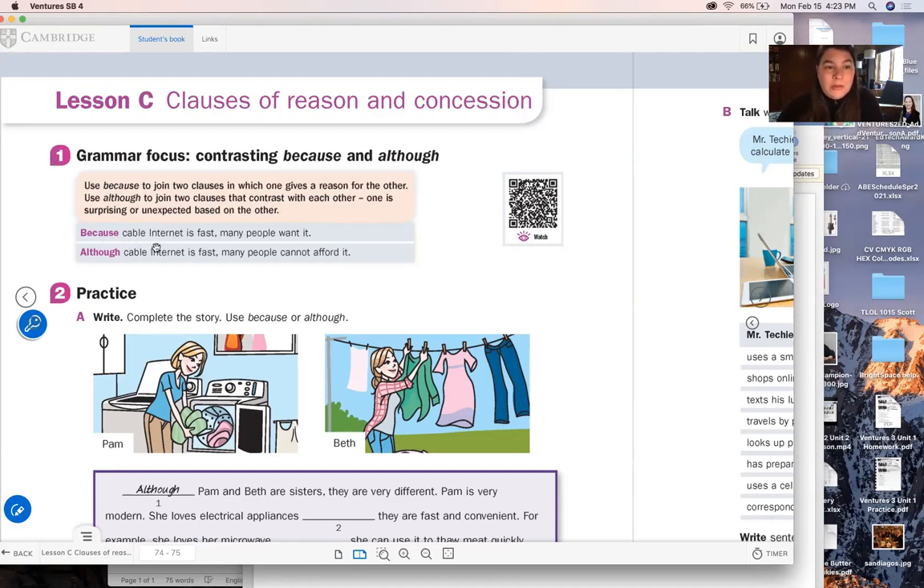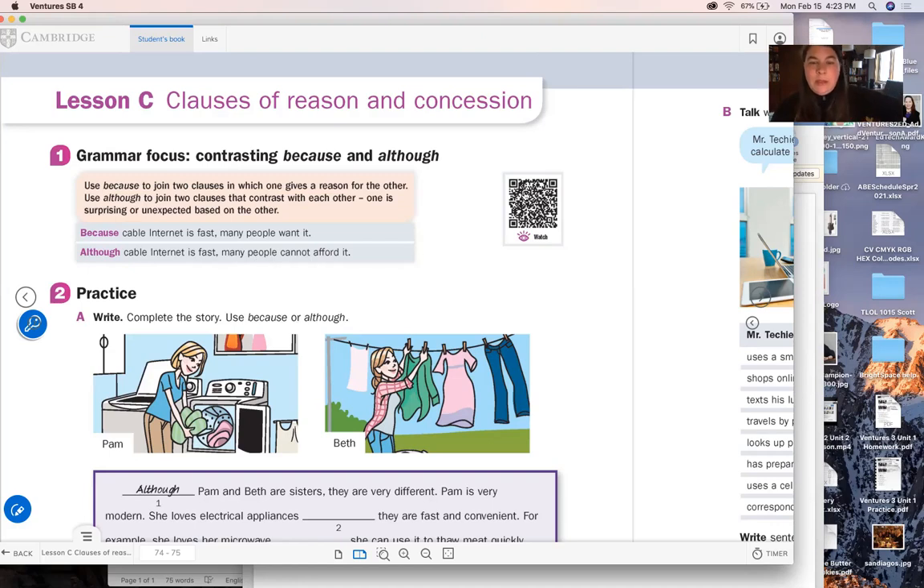Because cable internet is fast, it's positive, right? Many people want it. Why do people want it? Because it is fast. Although is going to show a change. Although cable internet is fast, many people cannot afford it. So here we have a positive statement. Although internet is fast, many people cannot afford it.